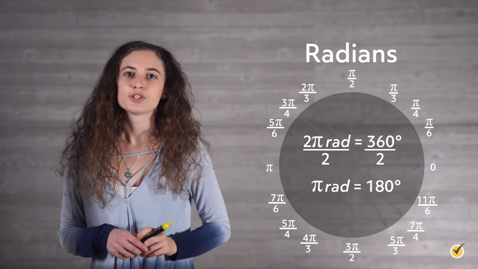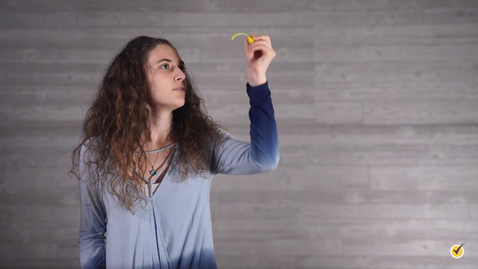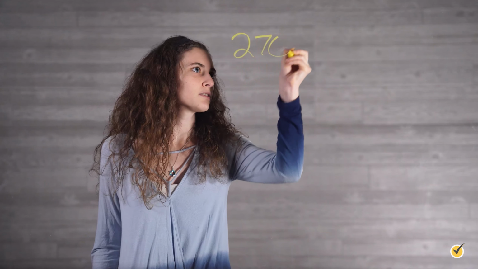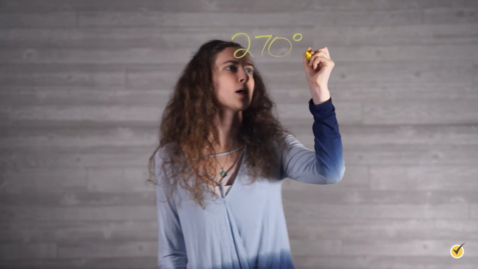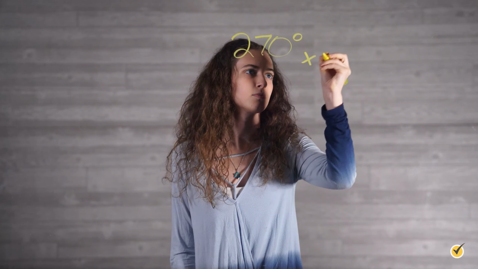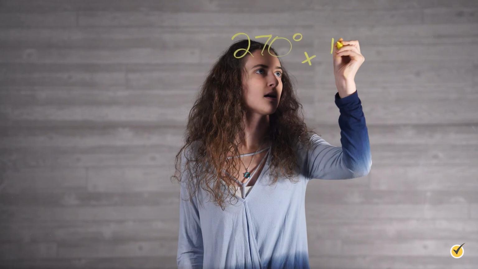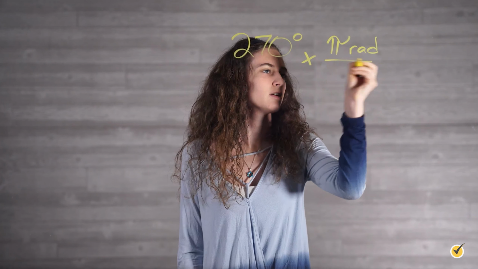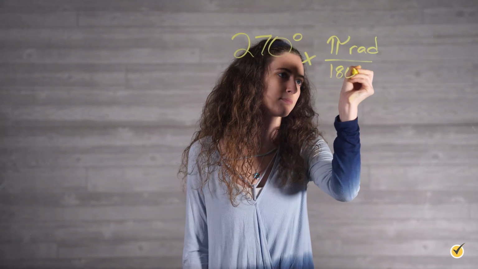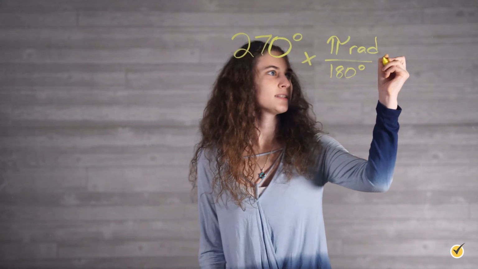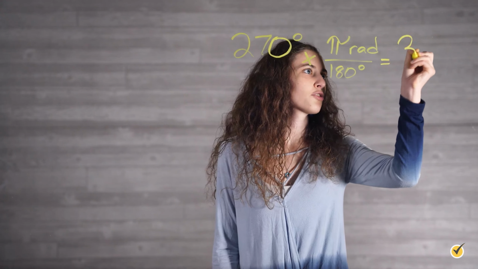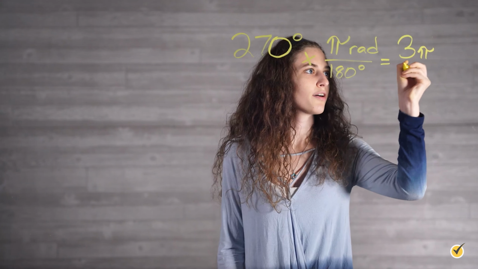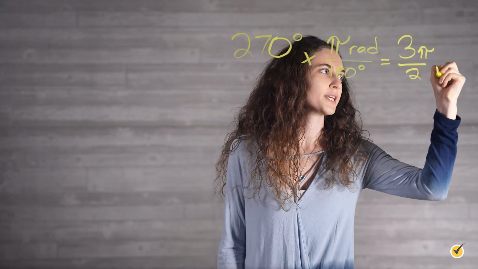Let's say we want to convert 270 degrees to radians. What we're going to do is take our 270 degrees and multiply by our conversion factor, which is pi radians over 180 degrees. This then simplifies to 3 pi over 2 radians.